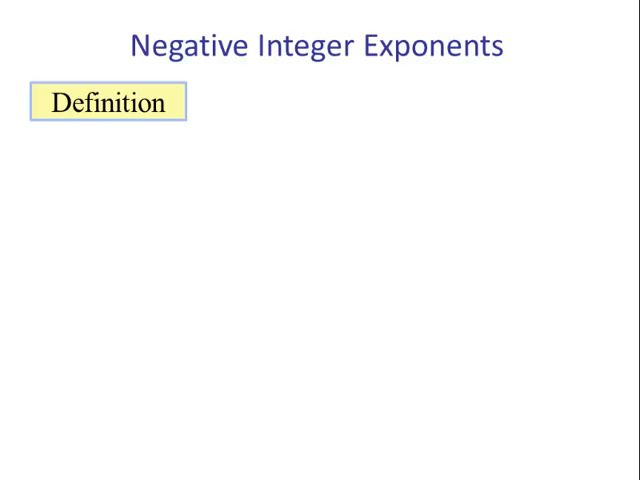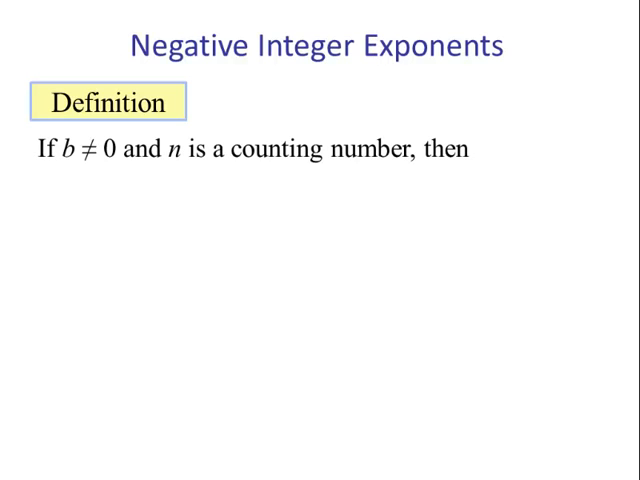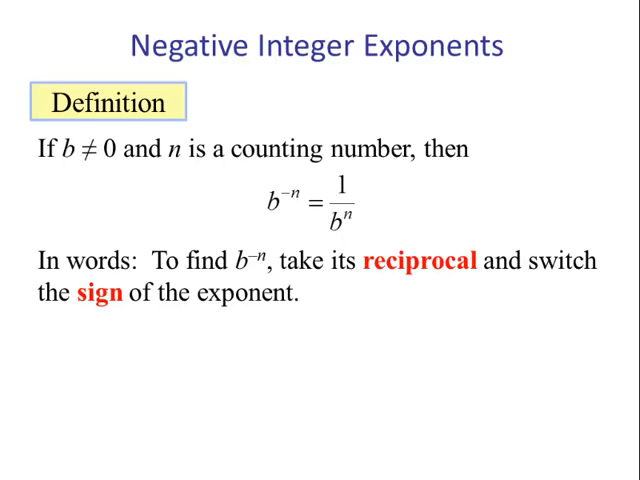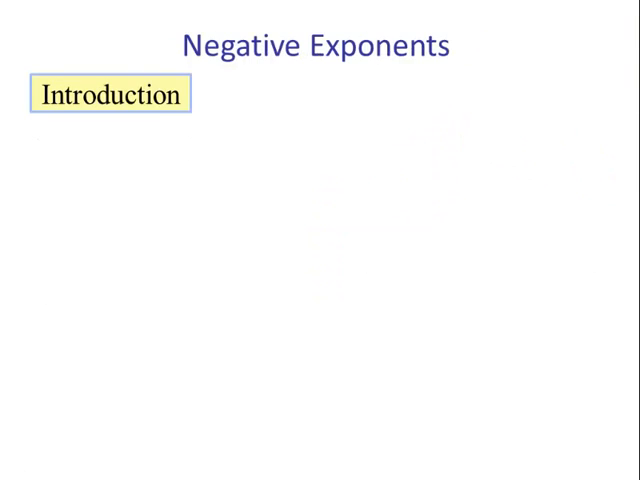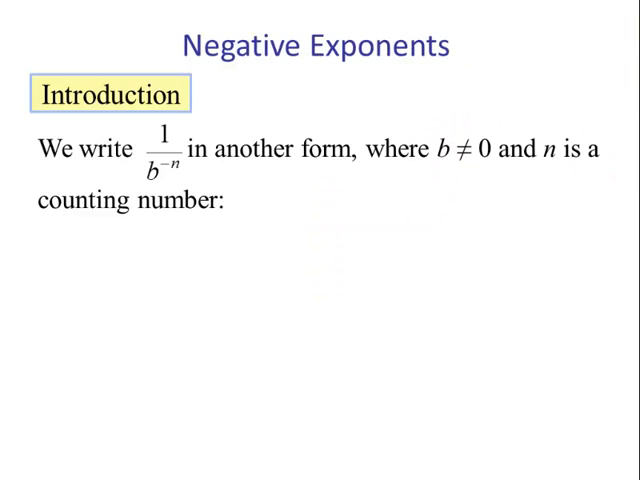We'll begin by reviewing the definition of a negative integer exponent. If you recall, if b is not equal to 0 and n is a counting number, then b to the negative n power is equal to 1 over b to the n. To find b to the negative n power, take its reciprocal and flip the sign of the exponent. Let's see why this is the case.